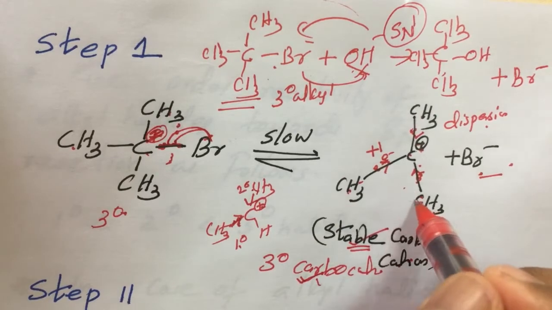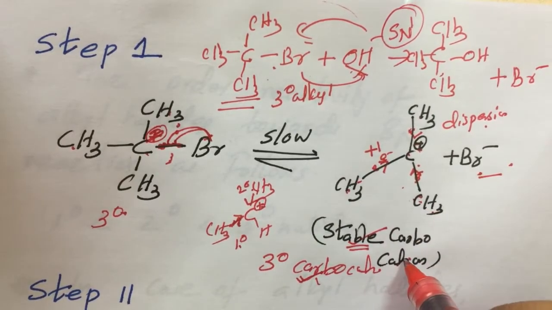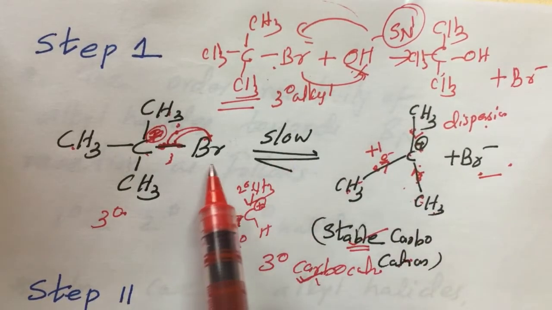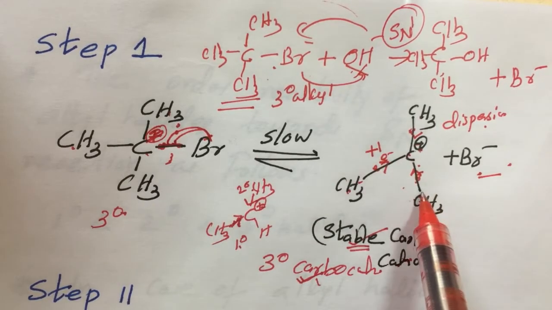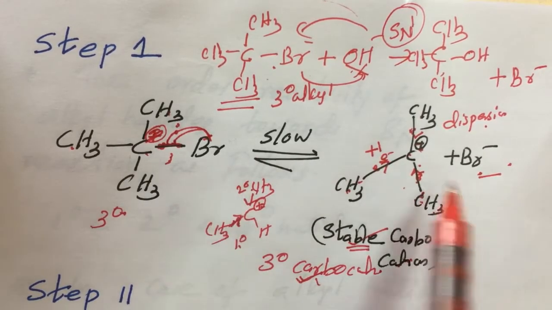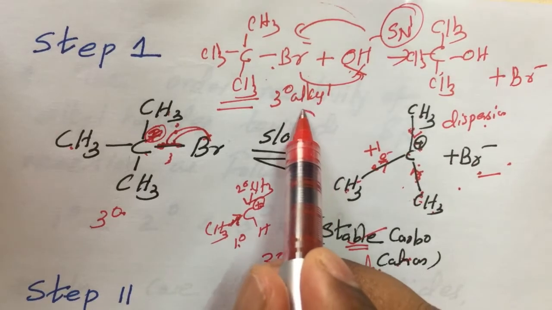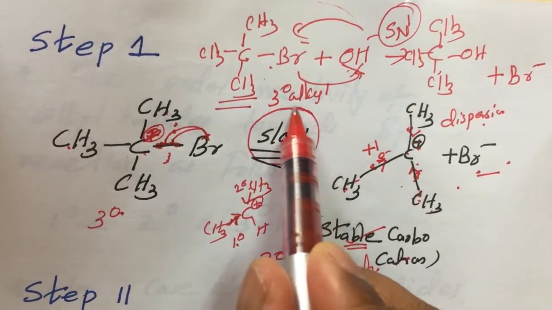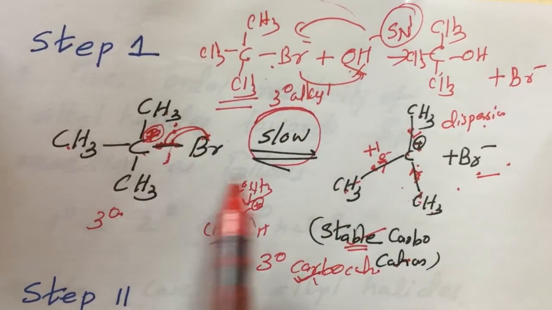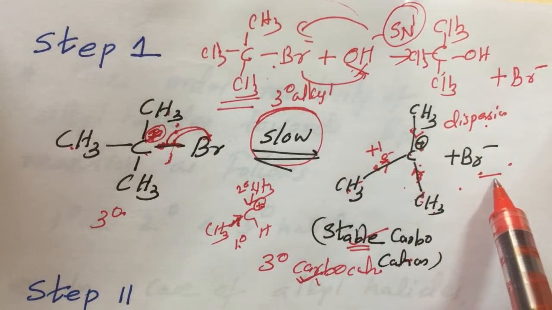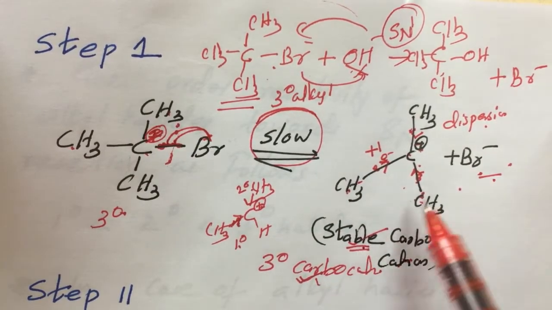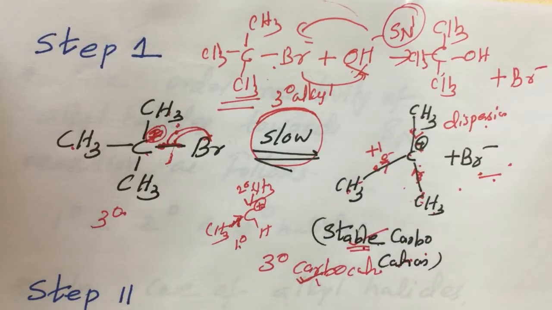And here the carbocation is what? Tertiary carbocation. So the reaction is towards stability. So the process is possible, but the process takes place very slowly, and this point is important. The dissociation of alkyl halide takes place very slowly, but forms a stable carbocation.